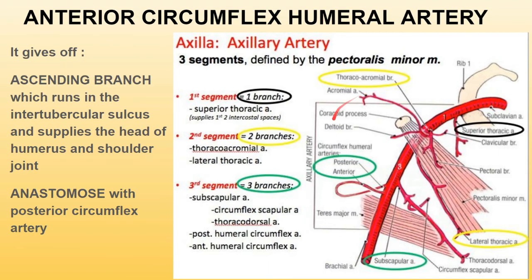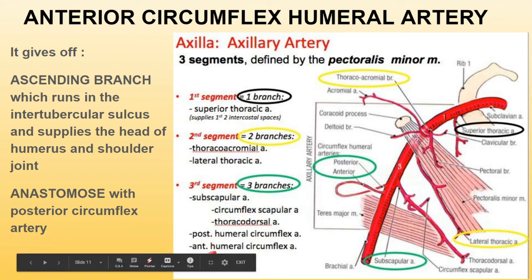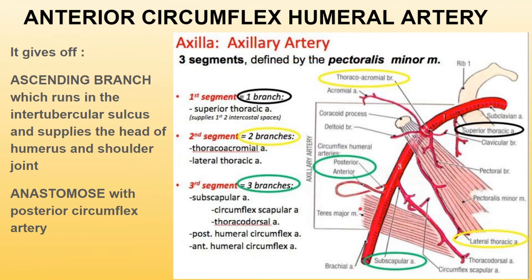Okay. Now the third segment actually gives three branches. There is a subscapular artery, and the posterior and the anterior humeral circumflex artery. Now first, the anterior circumflex humeral artery. This is the anterior circumflex humeral artery.